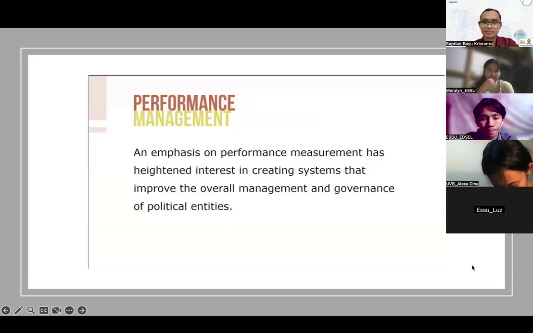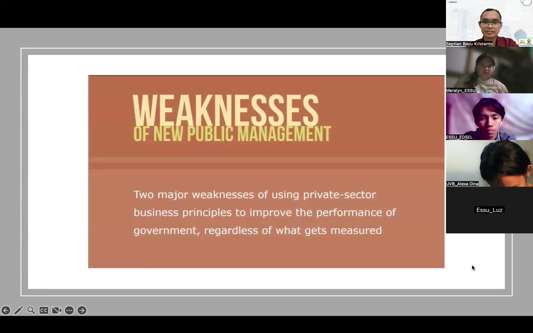An emphasis on performance management has heightened interest in creating systems that improve the overall management and governance of political entities. Performance management systems have expanded to embrace an increasingly larger array of values, including cost and efficiency measures. But there are 2 major weaknesses of using private sector business principles to improve performance of government, regardless of what gets measured.